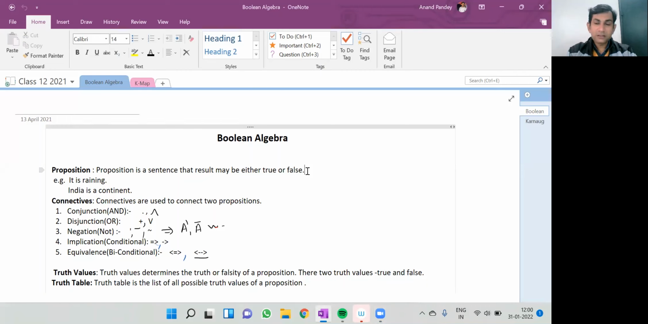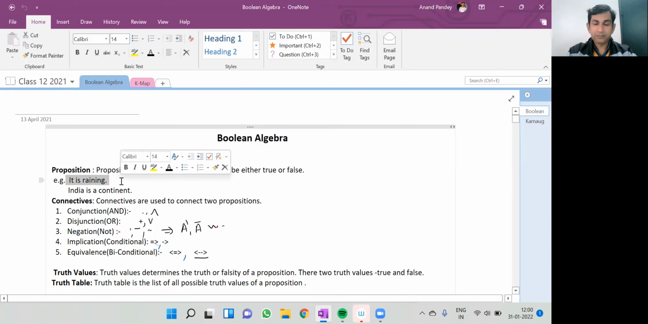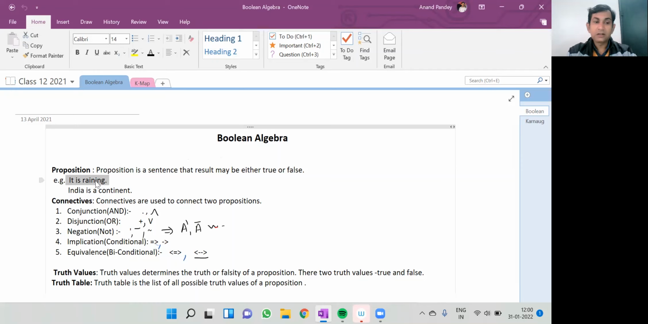A proposition is a sentence or any statement whose result may be either true or false, nothing else. Other than true and false, nothing else is possible. For example, it is raining. If it is raining, the result of this statement will be true, and if it is not raining, the result of this statement will be false. Other than true and false, no other value this statement can result in.